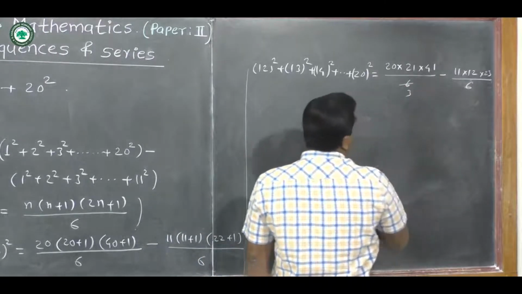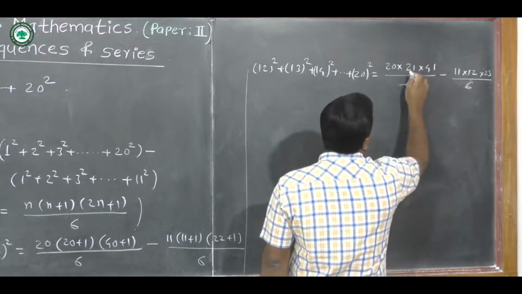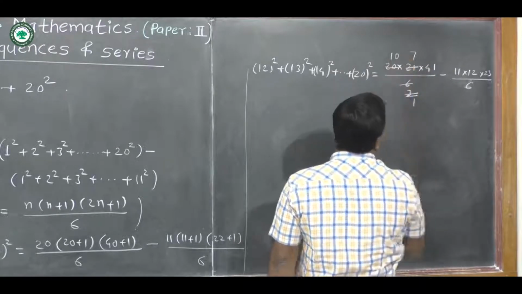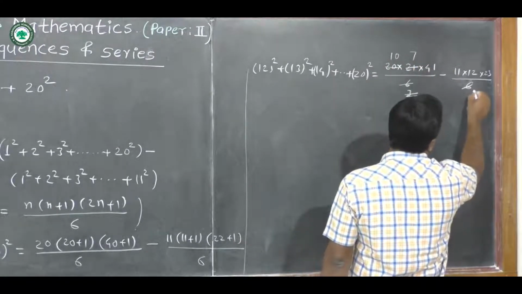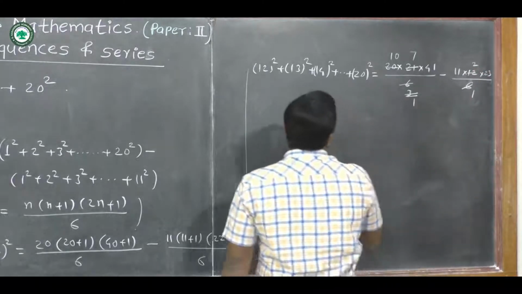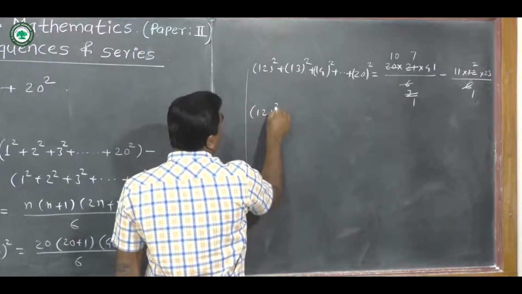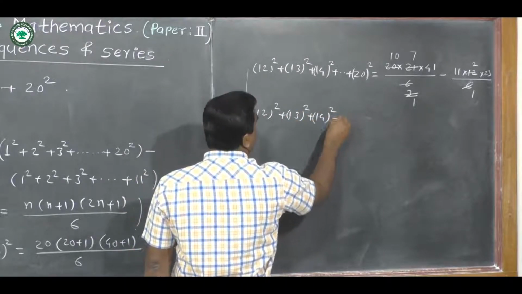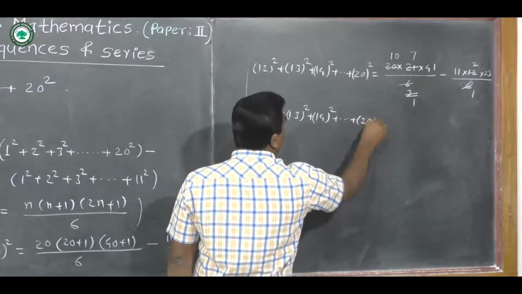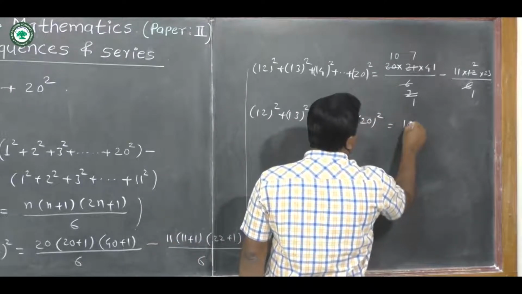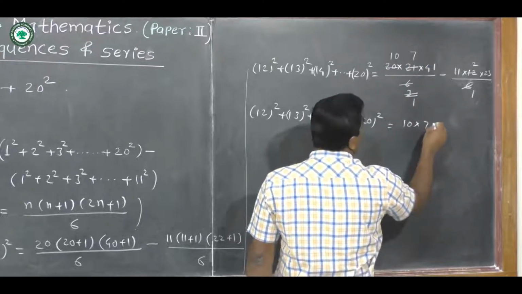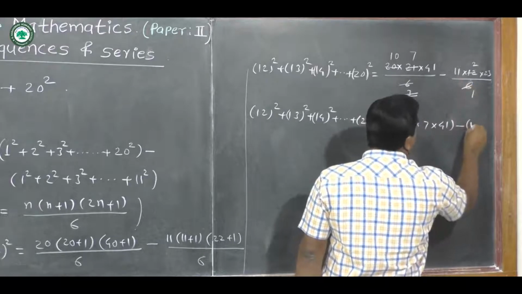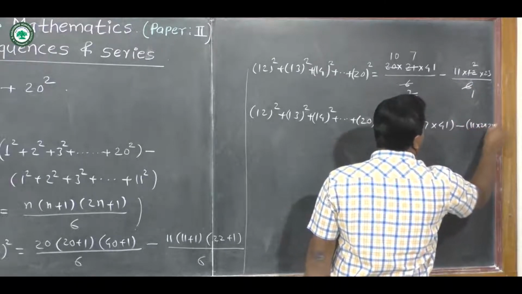3 2s are 6 and here 3 7s are 21, 2 1s are 2, 2 1s are 2. Okay, now here also 6 1s are 6, 6 2s are 12. Now take the remaining terms: 12 square plus 13 square plus 14 square plus so on up to 20 square is equal to 10 into 7 into 41 minus 11 into 2 into 23.